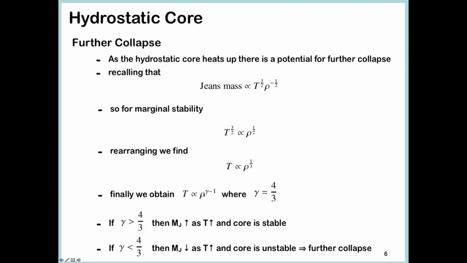We can now start to introduce gamma, which is the polytropic index. And so I can put this as gamma minus 1, and gamma is here equal to 4/3. So basically we are saying that if gamma is larger than 4/3, then the Jeans mass will increase with the temperature and the core is stable. However, if gamma is less than 4/3, then the Jeans mass will decrease when the temperature increases. So then you have further collapse.